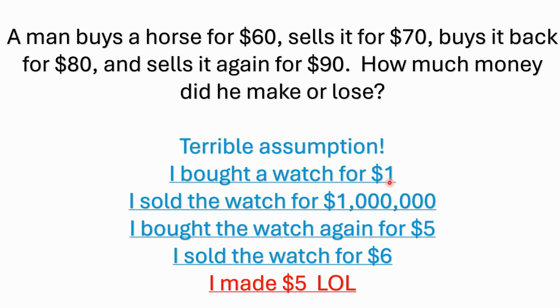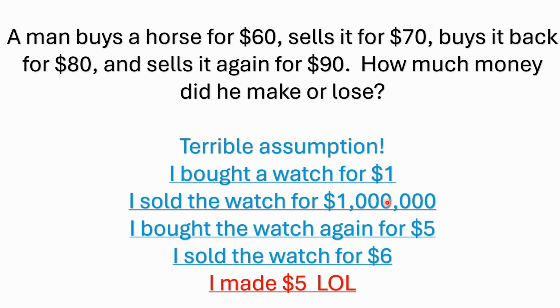I'm sorry to put it so bluntly, but if I bought a watch for $1 and I sold the watch for $1 million, and then later on, I was able to buy the watch again for $5. I bought it back from the same person. Hey, maybe they forgot how much I sold it for. I bought it back from him for $5, and then I sold the watch for $6. Well, according to the logic of the people who are only counting the first purchase and the last sale, I only made $5. And that totally ignores this $1 million in here.